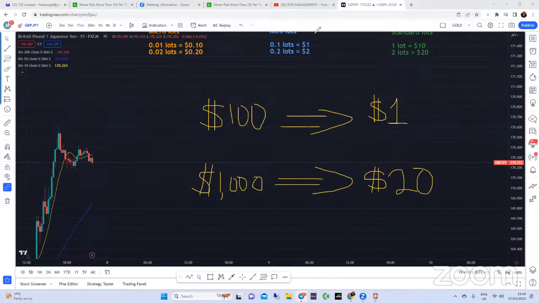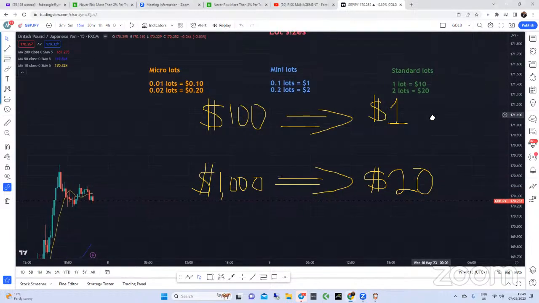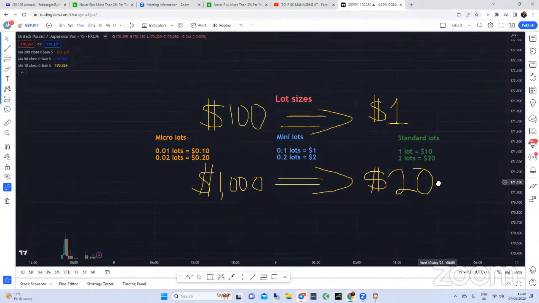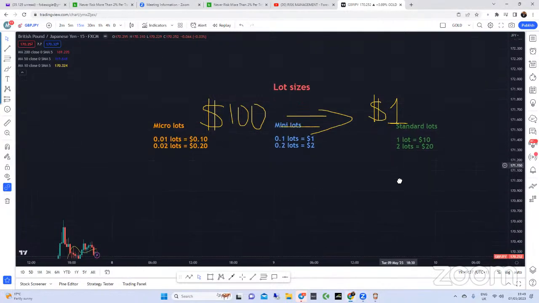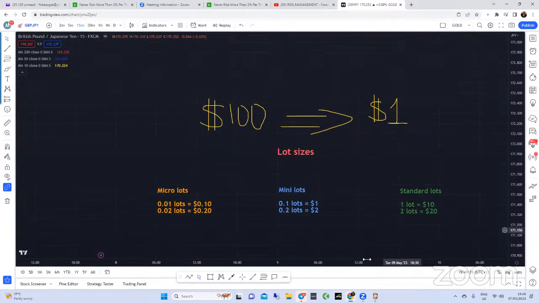That's basically where the idea of the lot size comes in. That's where this whole thing about the lot size comes in. The lot size you use matters a lot. I'm going to be showing you something else now.